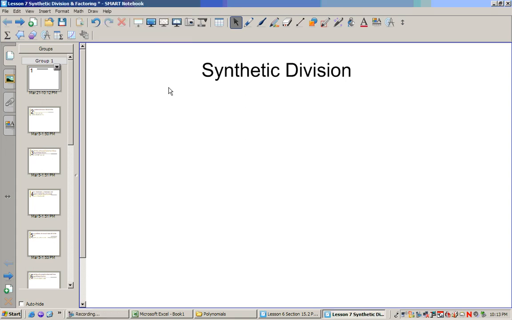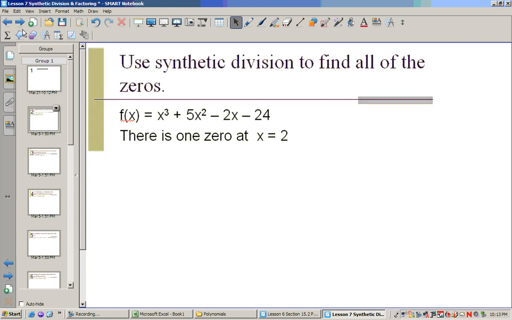Hello, welcome to another day of polynomials. Today we're going to learn about synthetic division. Now we can use synthetic division to find all of the zeros in a particular situation. So in this situation, we know that there is a zero at x equals 2. And let's divide this out.